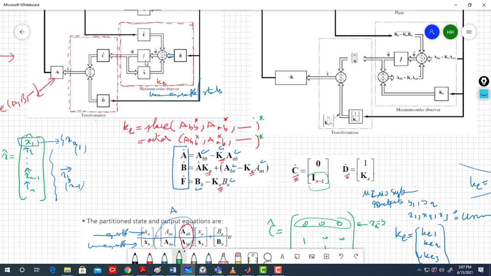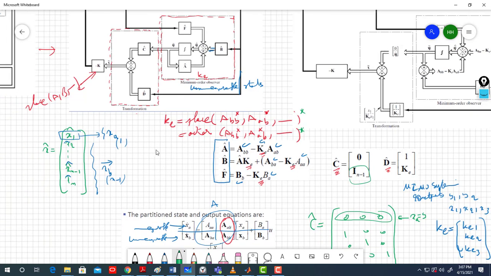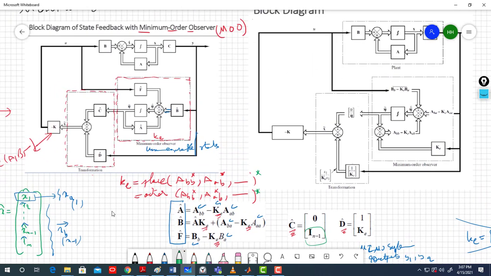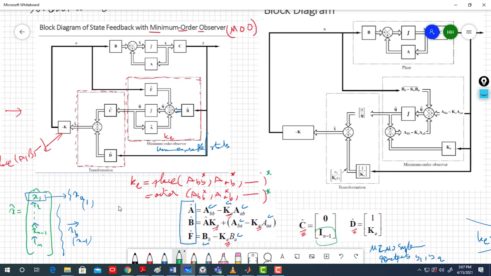So you construct your block diagram this way. Once you have the block diagram, that's it. You solved your problem. That's a minimum order observer problem. Well, the last remark: in some books, the block diagram is not written like this. You may see it like this. And don't be afraid, you may see it this way. Both are the same. It is just a rearrangement of the block diagram, nothing more.